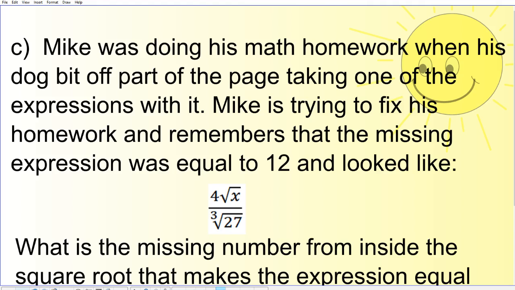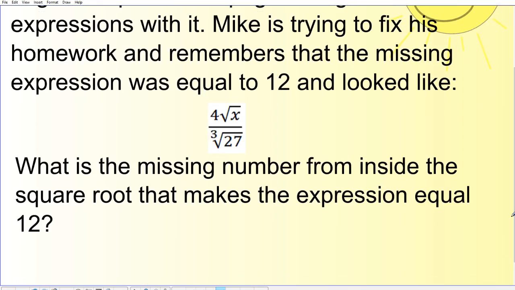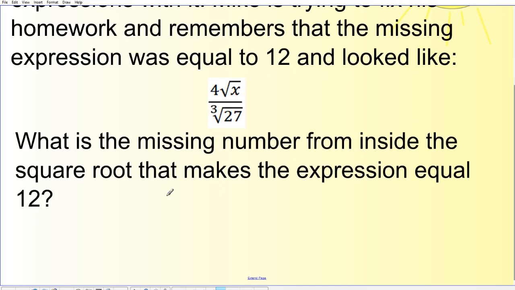Letter C. Mike was doing his math homework when his dog bit off part of the page, taking one of the expressions with it. Mike is trying to fix his homework and remembers that the missing expression was equal to 12 and looked like that. What is the missing number from inside the square root that makes this expression equal 12? So this is going to take either some good problem solving or some good guessing and checking.